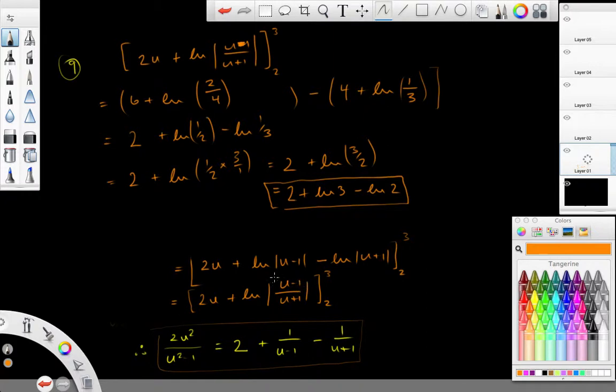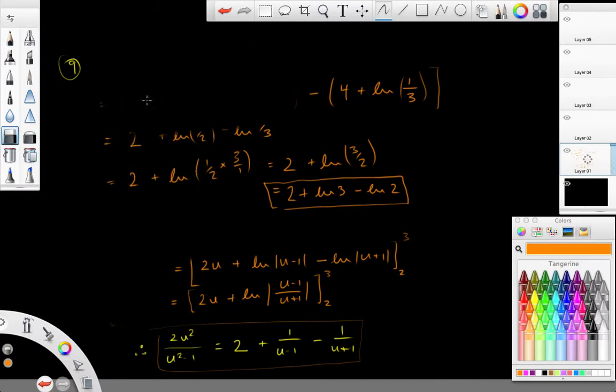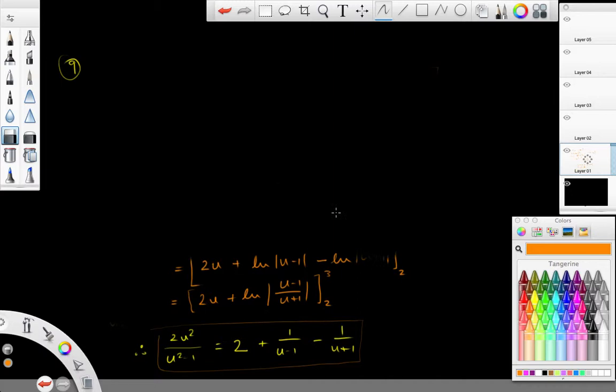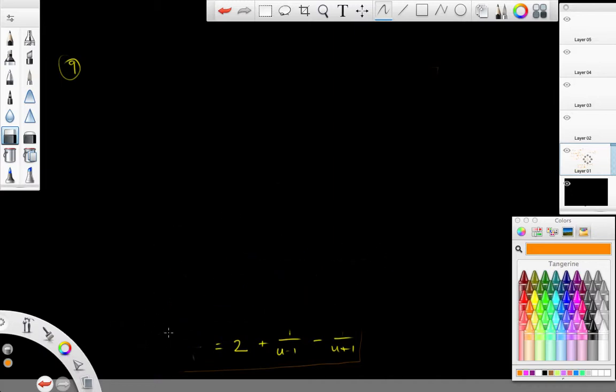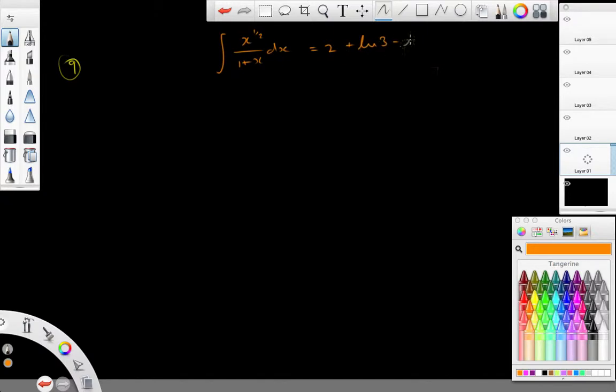Alright, good. So now we're on to the next part of the question. The next part of the question is a little bit more tricky. I'm just going to make sure that I record the result that we had here. We had the integral of x to the power of a half over 1 plus x dx. Remember, that was the whole substitution. That was equal to 2 plus log 3 minus log 2.